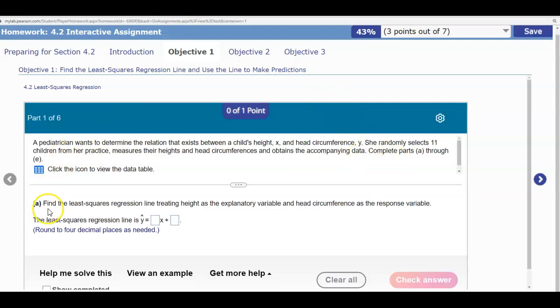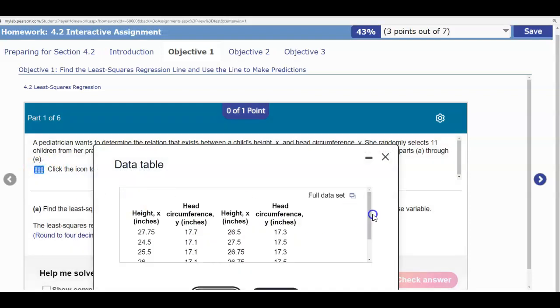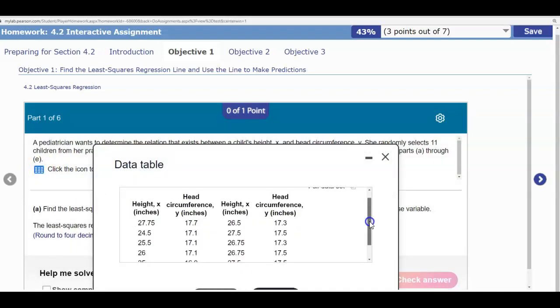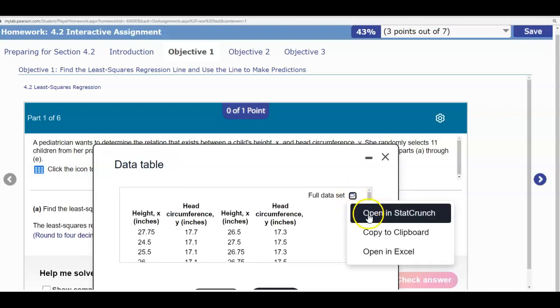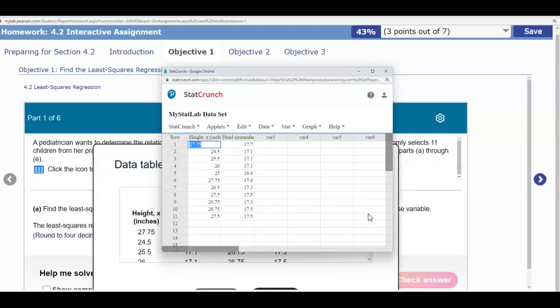In the first part, it says we want to find the least squares regression line, treating height as the explanatory variable and the head circumference as the response variable. So I'm going to click on this data and open it up in StatCrunch. Here is our X column and here is our Y column.